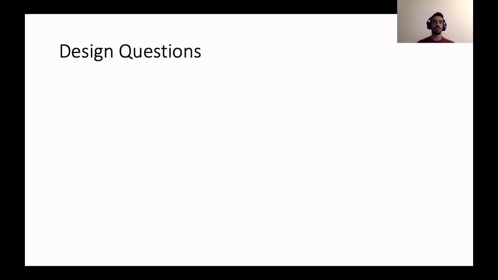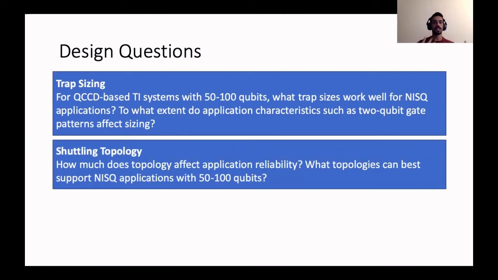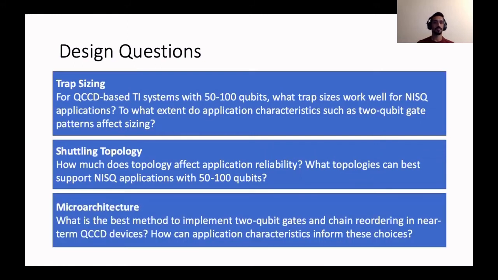So overall, our work looks at three sets of design questions. First, in terms of trap sizing, we look at, for QCCD systems with 50 to 100 qubits, what trap sizes really work well, especially considering NISQ applications, and to what extent application characteristics like 2-qubit gate patterns inform our sizing considerations. Similarly, for shuttling topology, we look at what topologies are going to work well for these systems and how much topology really affects the application's reliability. And in terms of microarchitecture, we study the best methods of implementing 2-qubit gates and chain reordering.